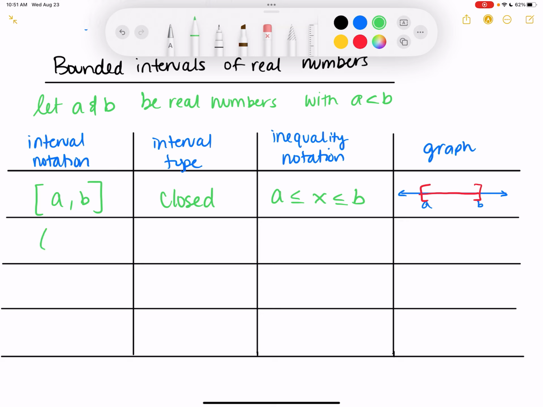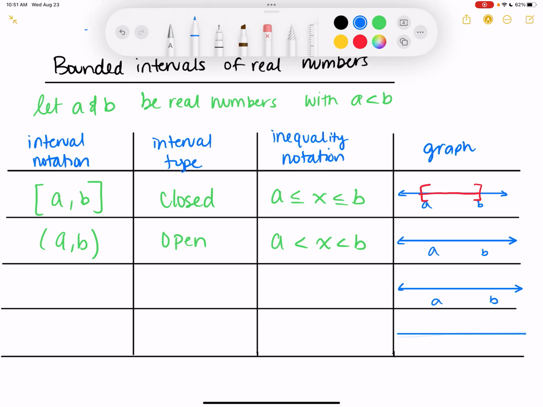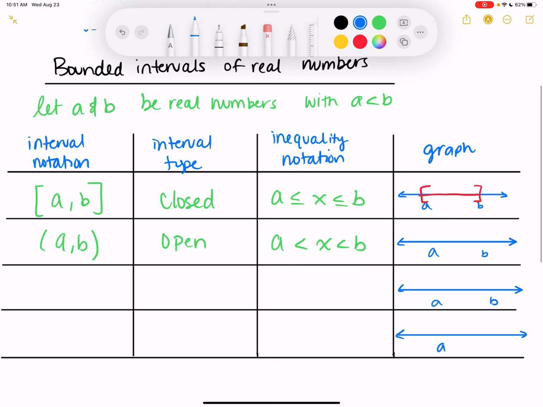Next one is going to be the open interval from A to B. And it is considered open. A less than X less than B. Decided I was going to go ahead and set up all my graphs so I have them. So open is going to be a parentheses at both.